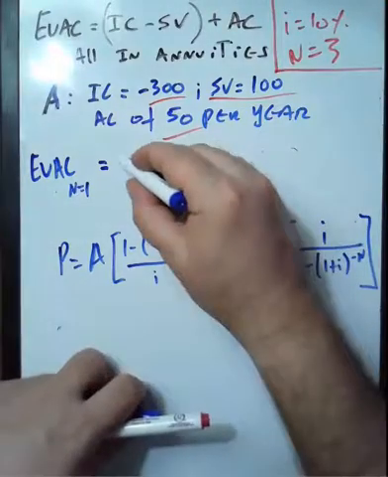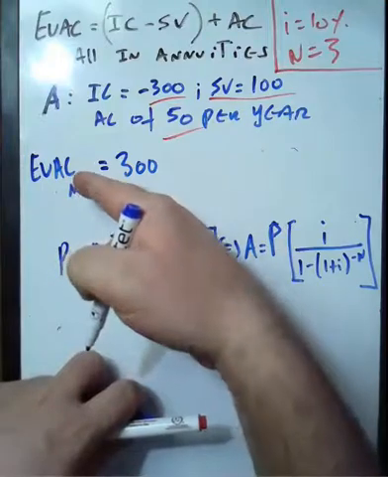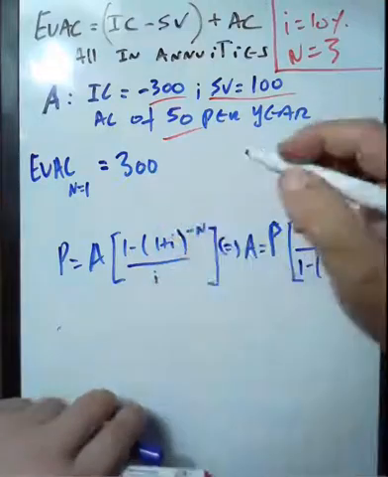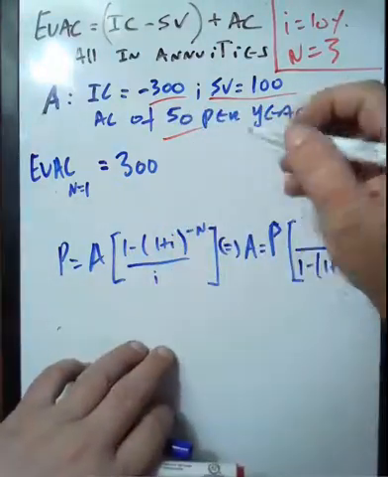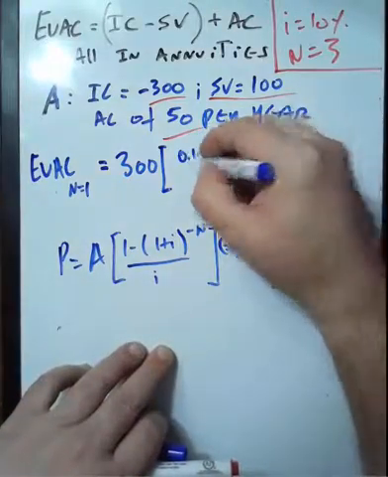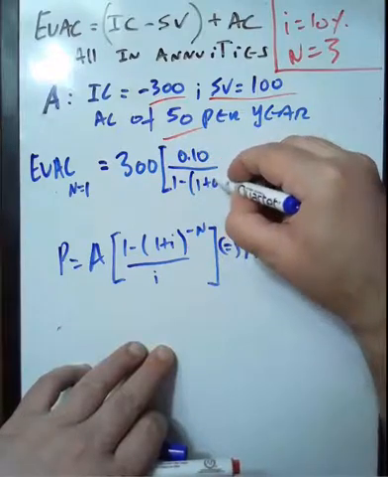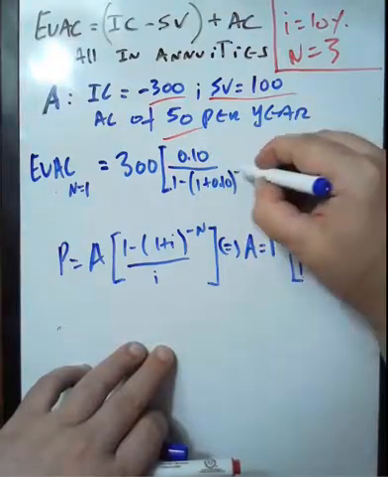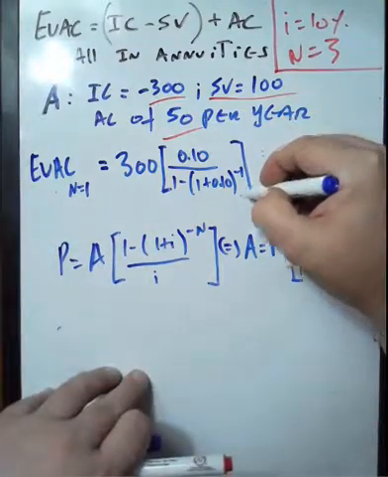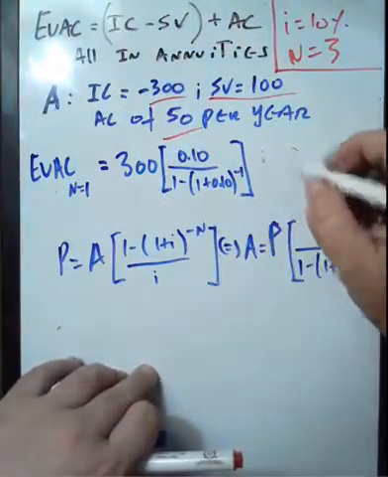So we're going to have 300, not negative 300 because this is already a cost, right? So pay attention to the signs. This is 300, not negative 300, even though it's the initial cost. And then multiply by the discount factor, which is 0.10 divided by 1 minus 1 plus 0.10 to the power of minus 1, because I'm considering just keeping it 1 year. So that's the initial cost annualized.